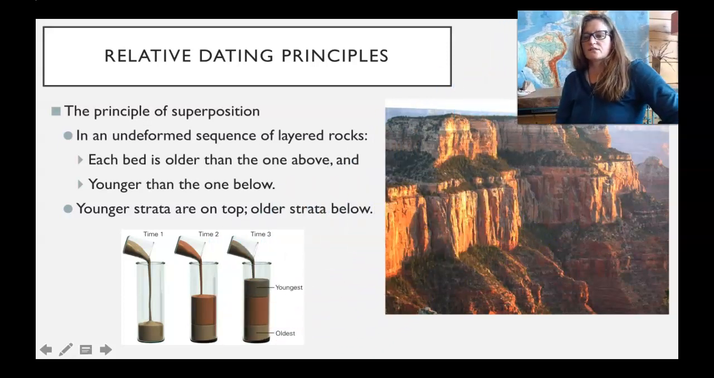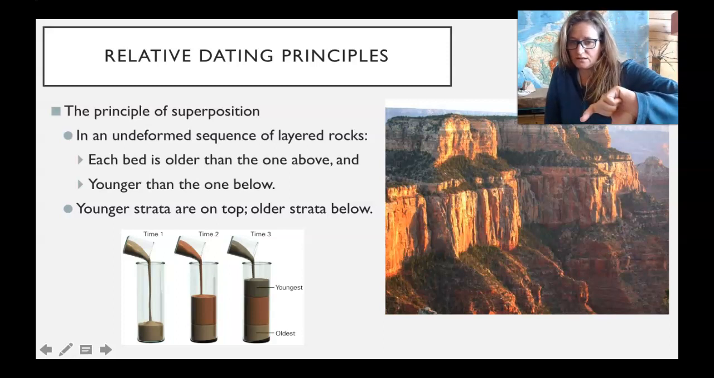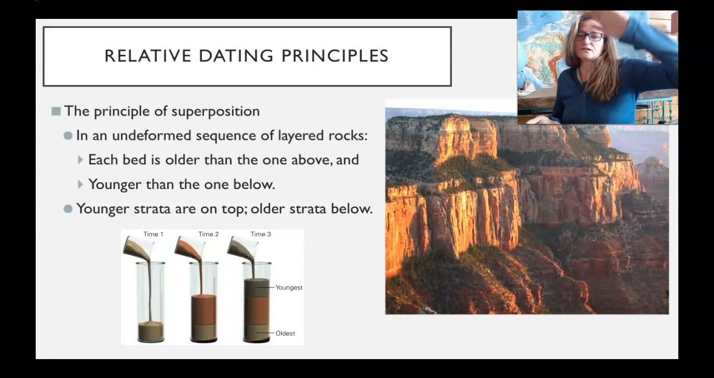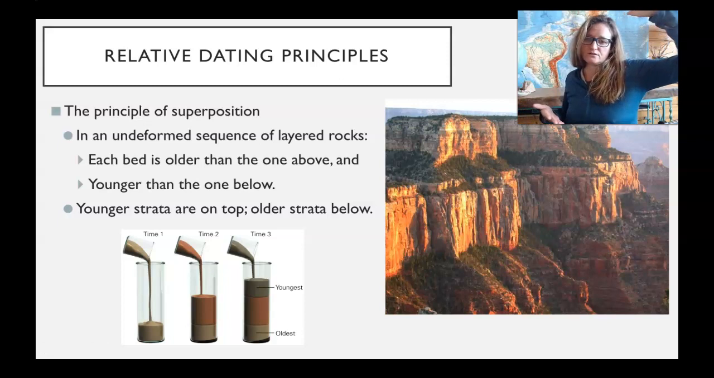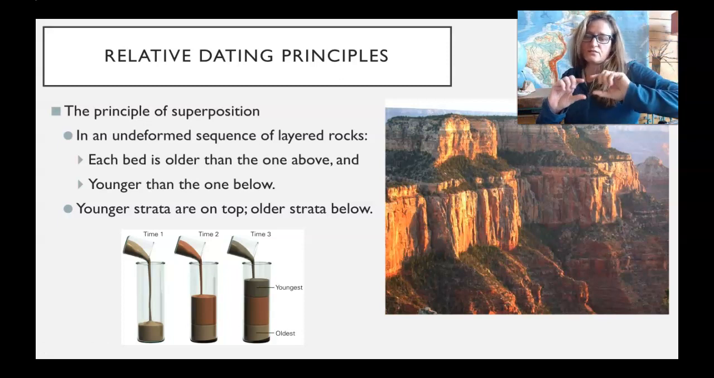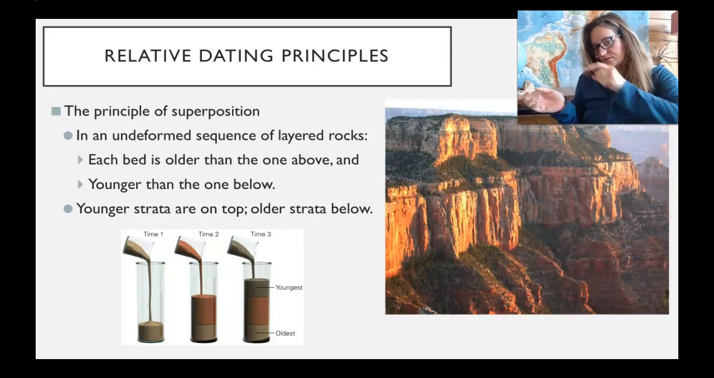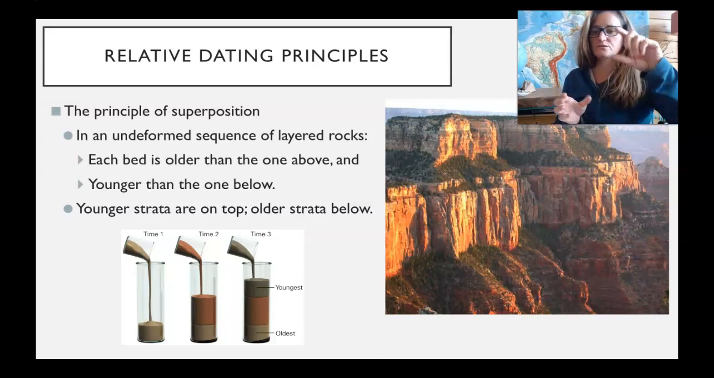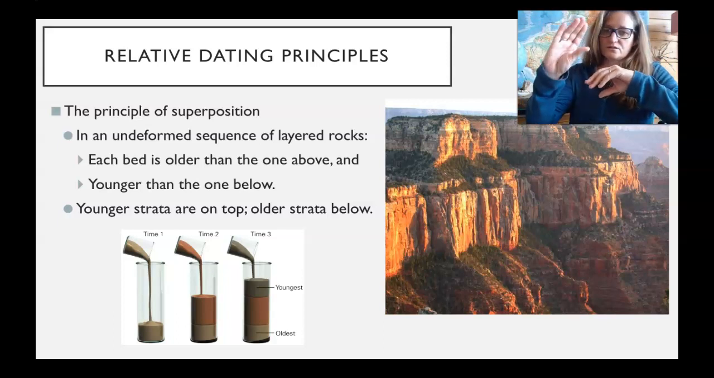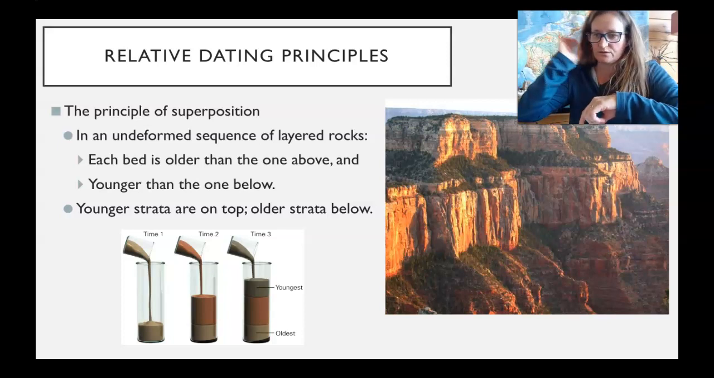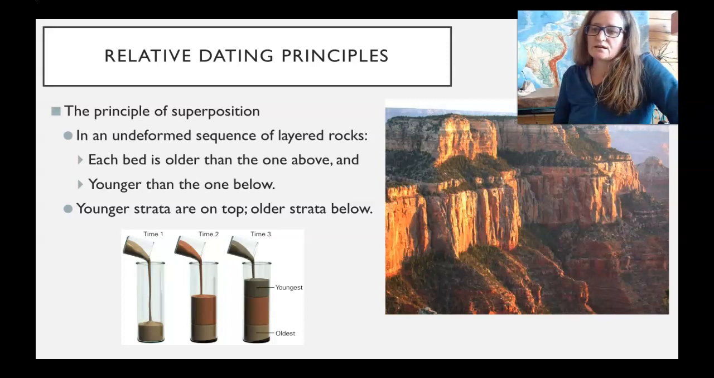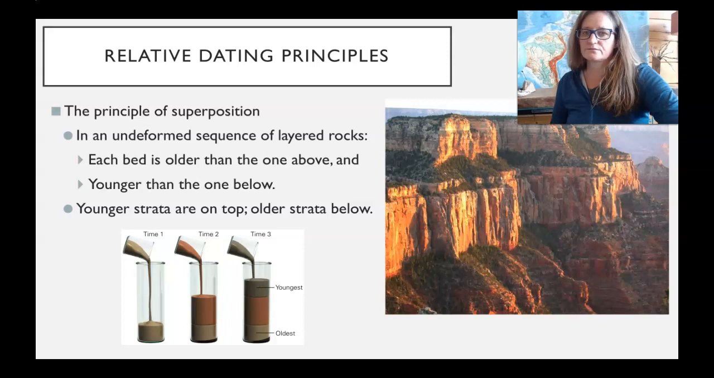Superposition. This is a relative dating technique, pretty straightforward, that the unit that's on the bottom in a big sequence, or any sequence of sedimentary rocks, the oldest rock is going to be on the bottom. So if we were filling up this beaker here, we pour in time 1, some sand, time 2, some red sand, time 3, some darker sand. The oldest one is going to be on the bottom. Strata is just another word for the layer.